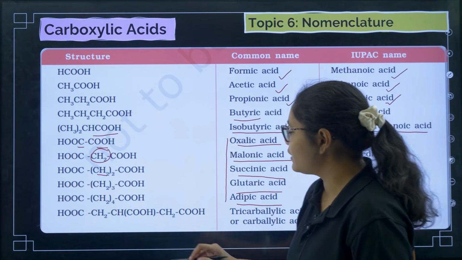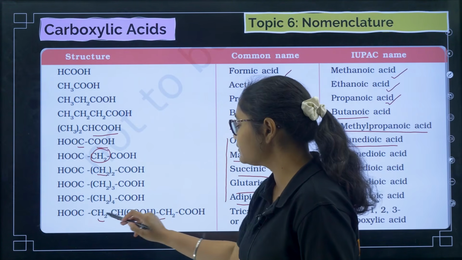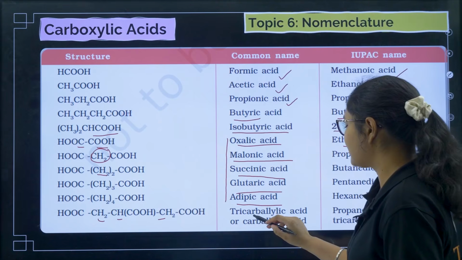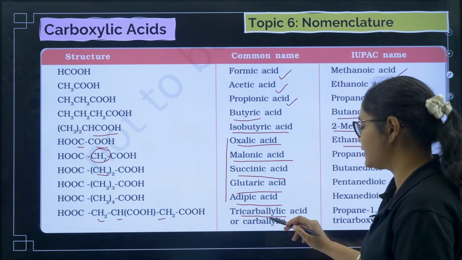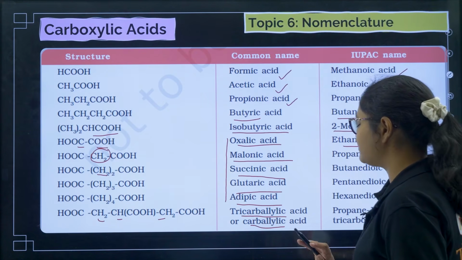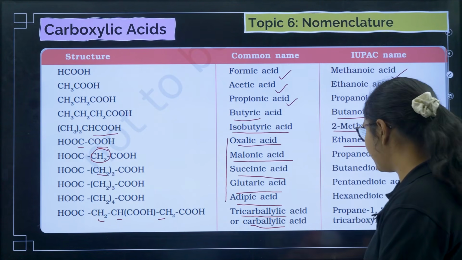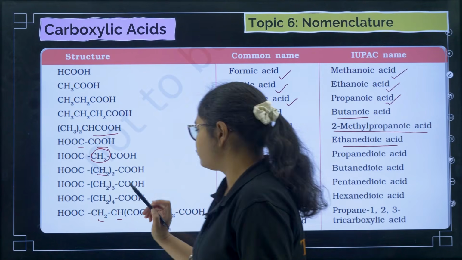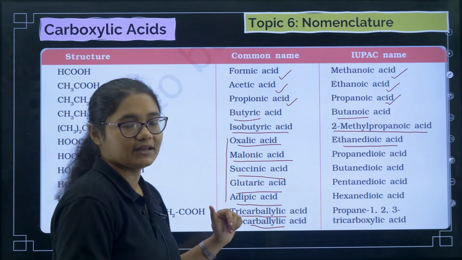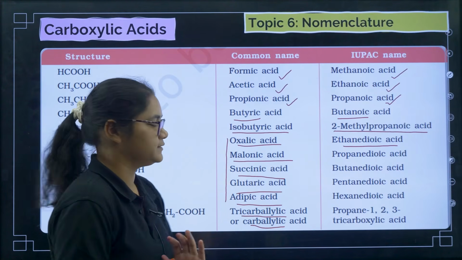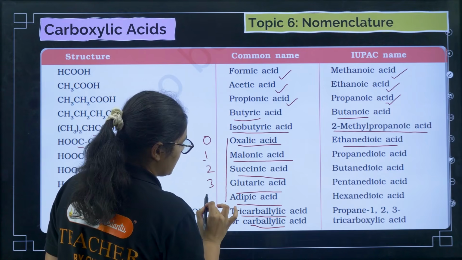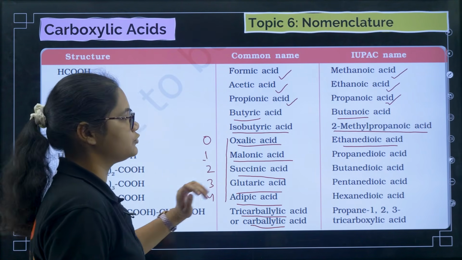Now what happens when you have 3 COOH groups? Then it is called tricarballylic acid. Okay, I am also not able to pronounce it, or you can simply write carballylic acid. So this OMSGA you should remember: oxalic acid, malonic acid, succinic acid, glutaric acid and adipic acid. Here between the 2 COOH groups there are 0 carbon, 1 carbon, 2 carbon, 3 carbon and 4 carbon. This is important, you should remember.